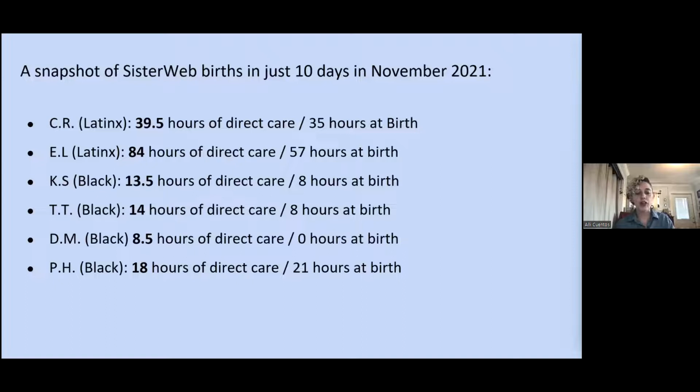rates. It also helped us create a policy at Sister Web where doulas can take protected rest time after they get home from a birth. Next slide.